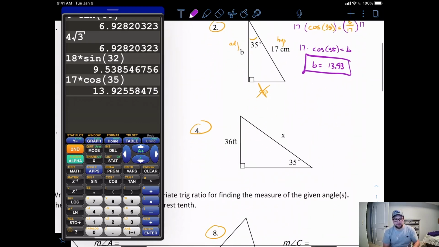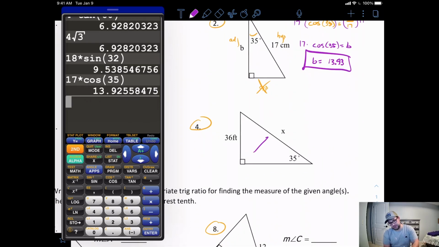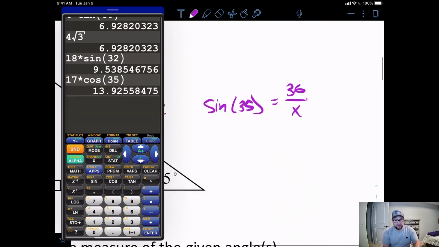Looking over here at problem number 4. In this situation, we are looking for the hypotenuse as it's across from the right angle. We are given the angle 35 degrees, so this is the opposite side as it is across from there. So in this situation, since it's the opposite and the hypotenuse, we should be using sine. So sine of our angle is going to be equal to our opposite, which is 36, over our hypotenuse, which is x.